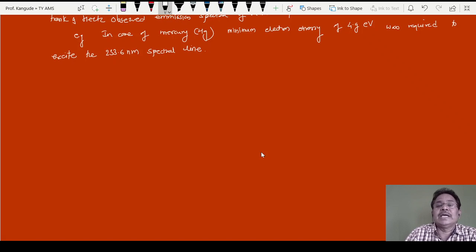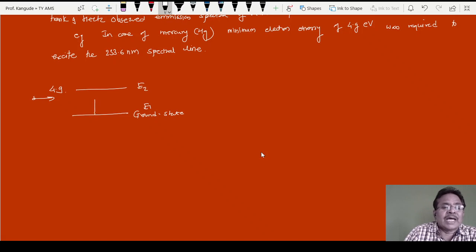I'm drawing one more picture here. This electron is coming here with energy 4.9 electron volts, and in the case of mercury, this is the ground state, and all its energy is absorbed by this atom, and it reaches, this is my ground state, that is E1, and this is the first excitation, that is E2.